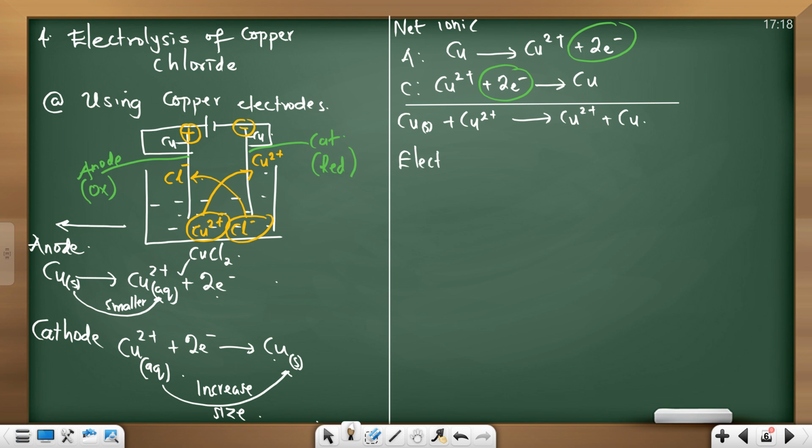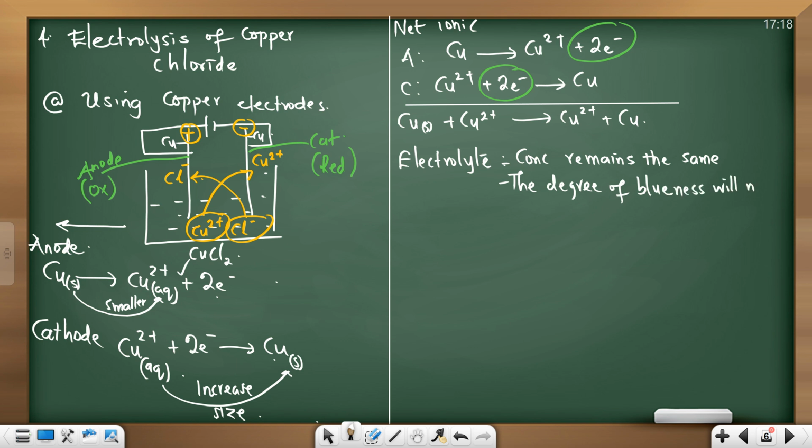What happens to the electrolyte? Concentration remains the same. And what would that tell me? The degree of blueness will not change. You will understand just now. Remember, what did we say? Copper 2+ is what? Blue in color. So if that is not changing in number, it means the blue will not fade away. How do I know that is not changing?